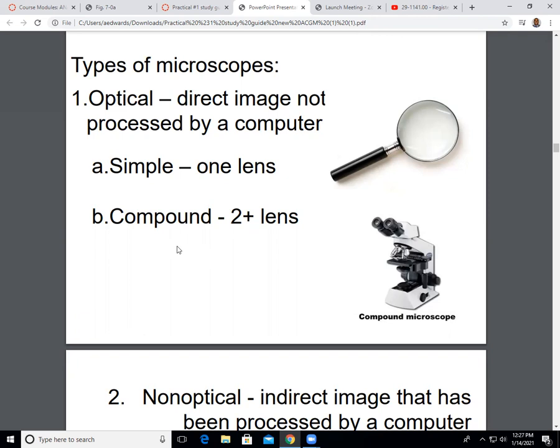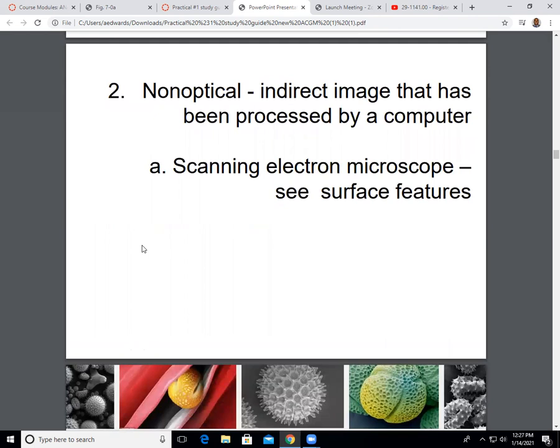All right. So on the non-optical microscope, you have an indirect image. It's processed by a computer. So there's more technology inside of a non-optical microscope. You have, again, a couple different examples. You have the scanning electron microscope. Think of the S in scanning for the S in surface. So you're seeing things on the surface of something.